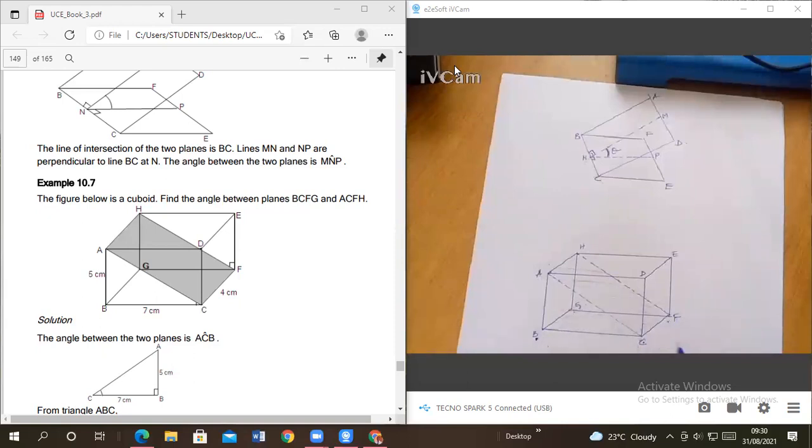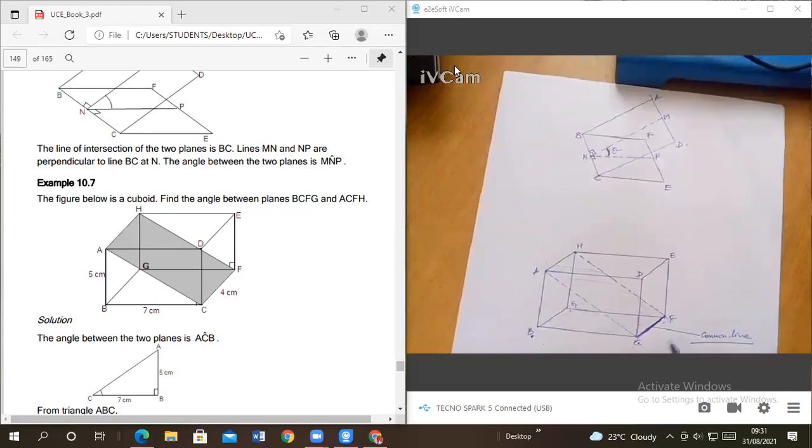Since we have now located the line in common, this is the common line. What we are going to do now is find the point on this line where our angle is going to be. The angle has to be at the midpoint of that line. At the midpoint, that's where the angle is going to be.